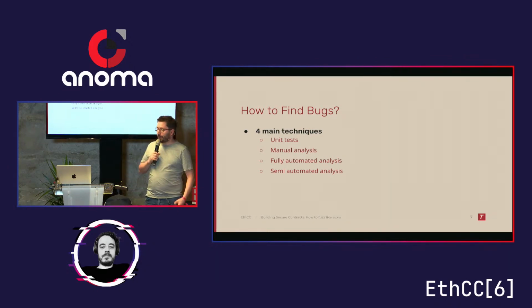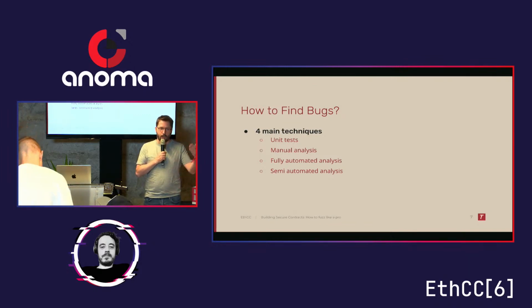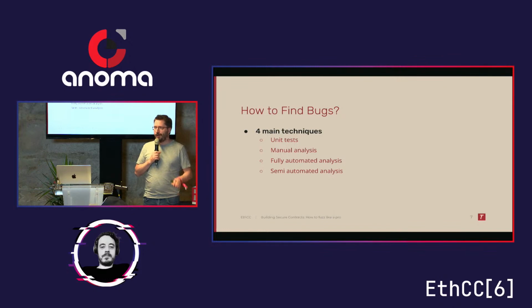The second technique is manual analysis. Basically, you open the contract and go line by line, trying to find vulnerabilities. This requires a specific set of skills and a specific mindset, and usually people go through a security firm to get an audit or through bug contests, as you know. There are two additional techniques that you can use: fully automated analysis and semi-automated analysis.